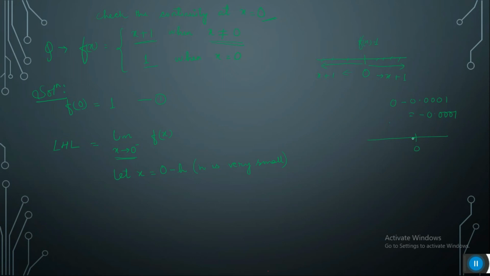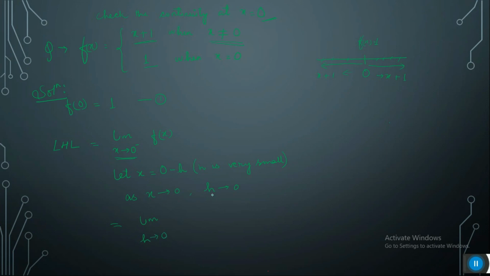I am coming from this side, the left hand side. That's why I took x equals 0 minus h, to denote that I am coming from the left hand side. Now as x goes to 0, h is also going to 0, because the x value goes to 0. Clear? I am transforming my variable here. This is how you have to do it. So I write h tends to 0 now.